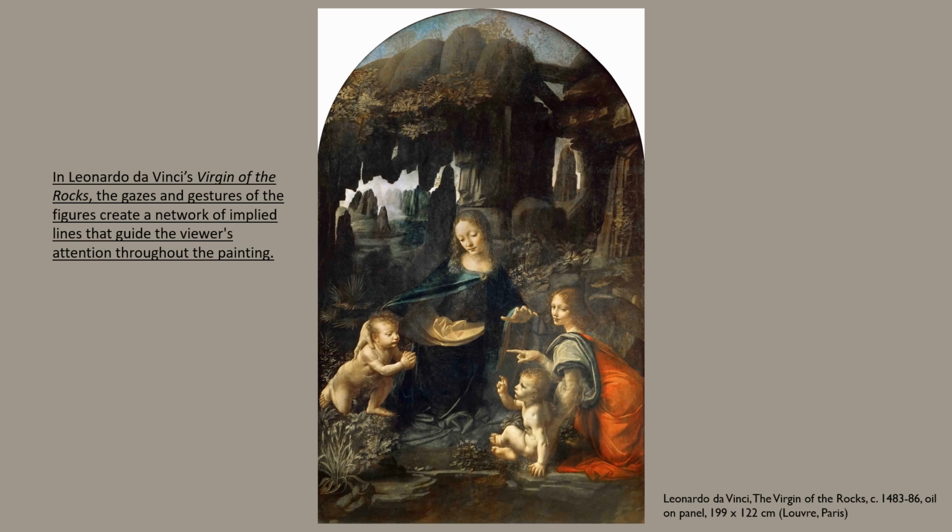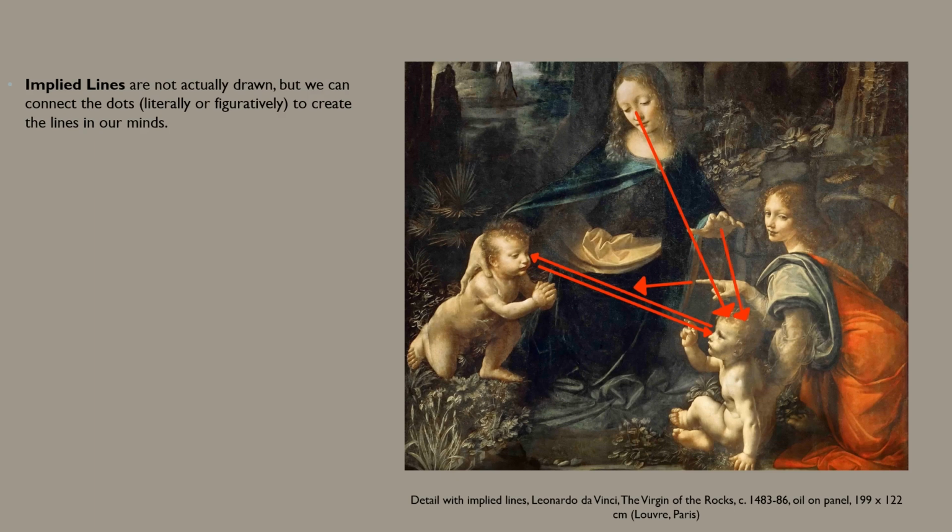So in the Virgin of the Rocks by Leonardo da Vinci, we get caught up in this cycle of movement through these gestures and gazes and these four figures. So, again, implied lines are not actually drawn, but we figuratively and literally connect the dots, and these lines exist in our minds, right? So this image has now drawn these implied lines for you.